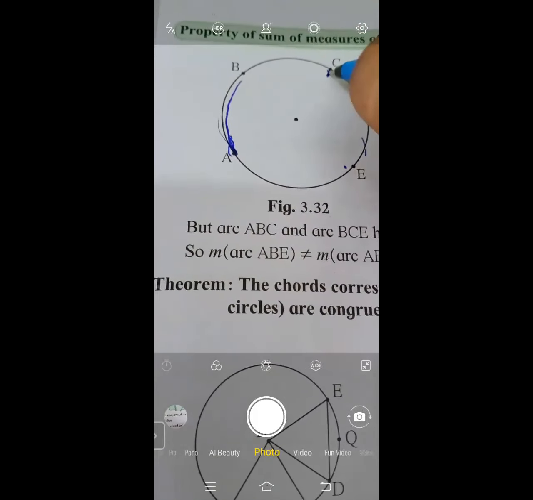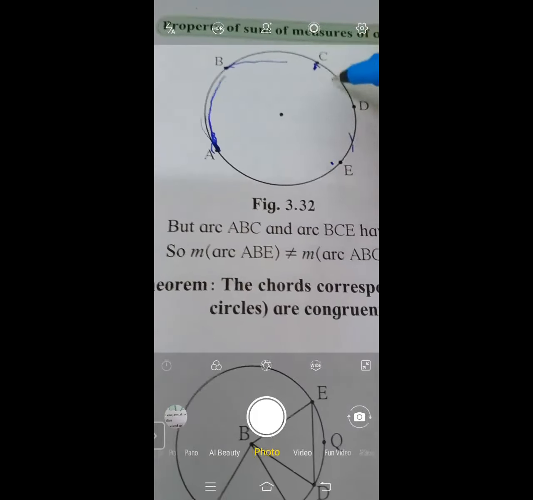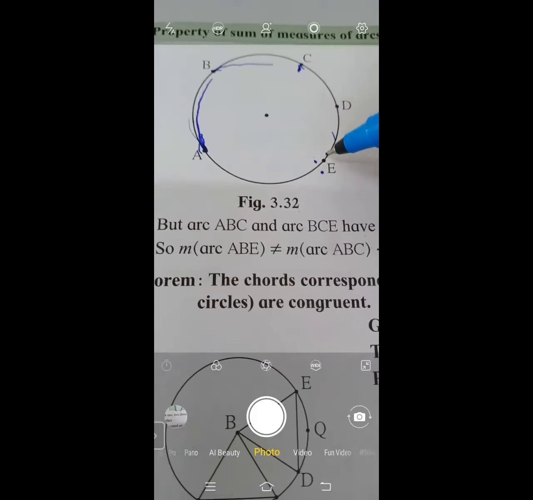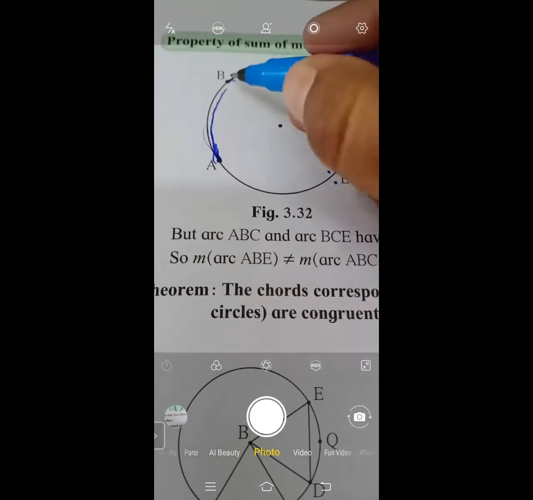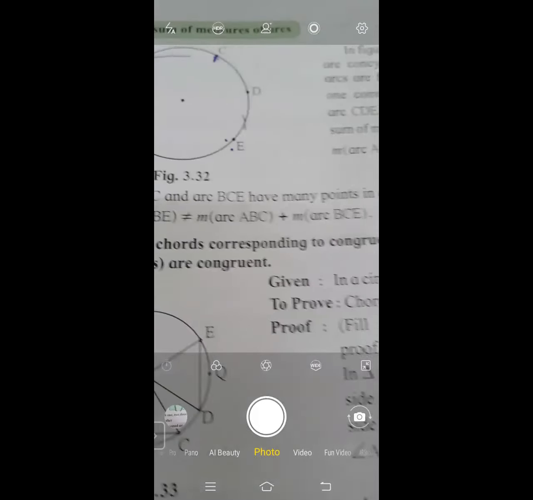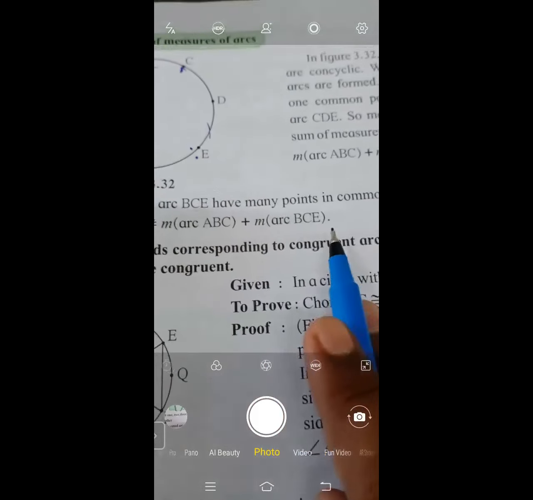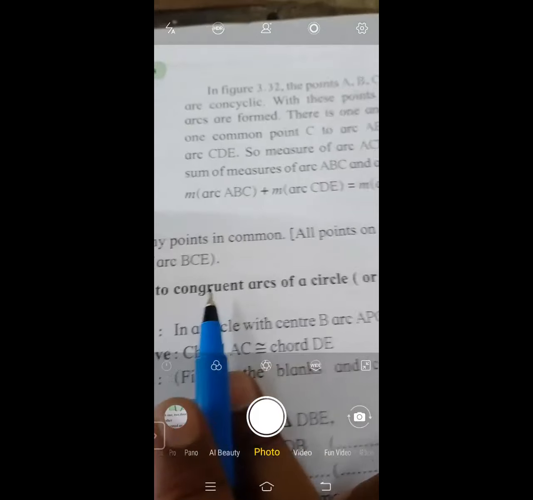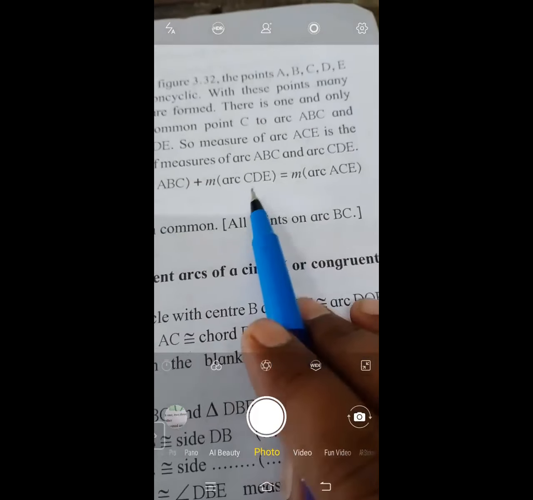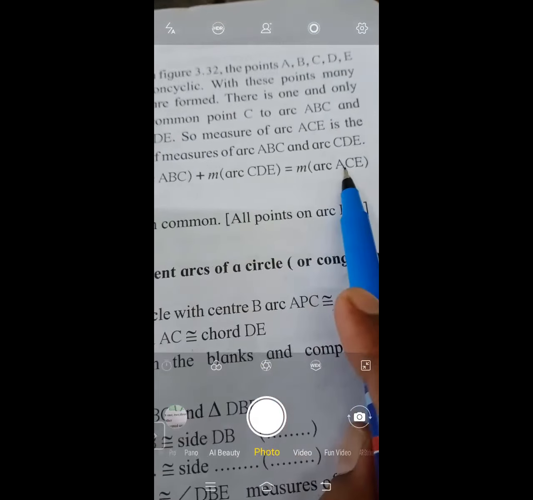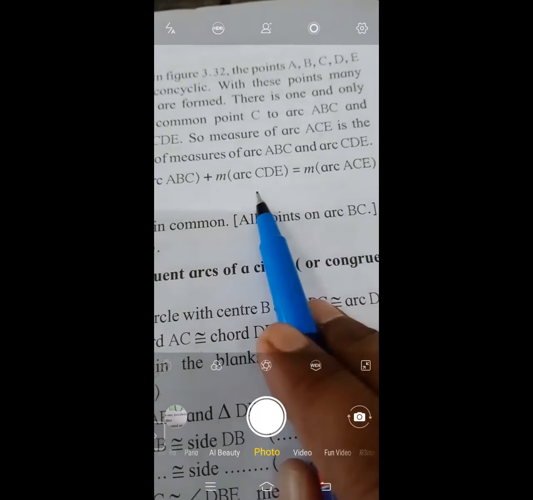A, B, C is taken, then again we have taken B, C, E. So this can't happen because we are repeating the points B, C over here. Here only the common point, which is C, is repeated, and the end point is repeated.